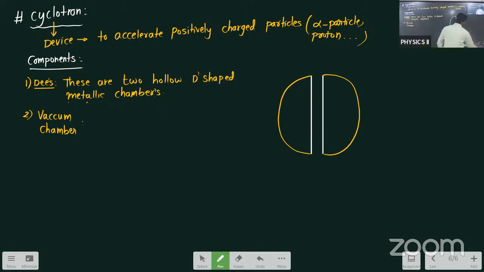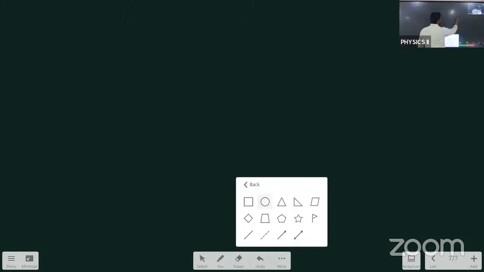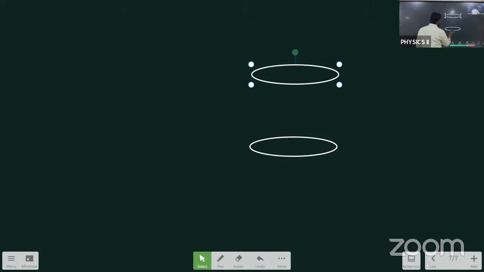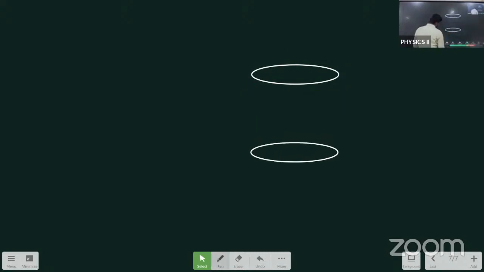If I want to draw the 3D diagram of this, it will become something like this. The actual diagram for the cyclotron will be something like this, but it's not necessary. You are supposed to draw a simple diagram only. So here we'll have two magnetic plates. In between these two magnetic plates, you will have two Ds, something like this.